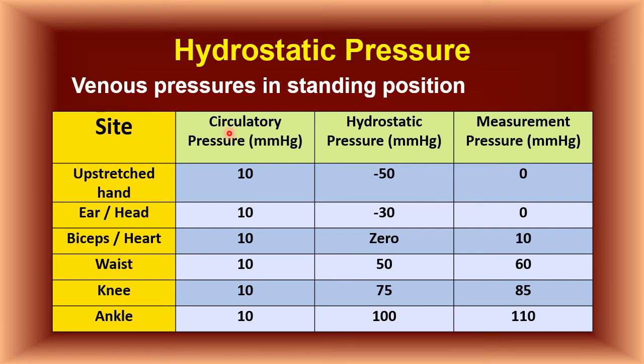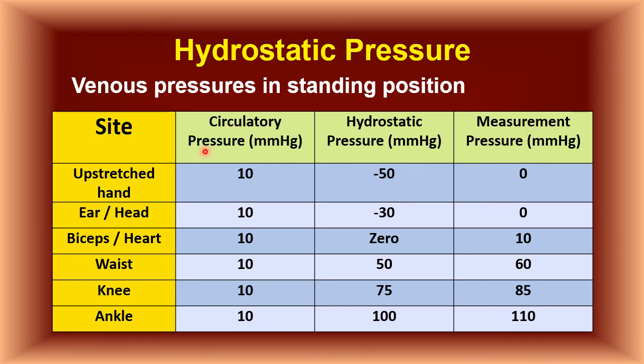Circulatory pressure, or the core pressure, is related to the heart: either the right atrium when it comes to the venous, like we talked about in this slide, or the left ventricle when we talk about the arterial, as in the next slide. So again, circulatory pressure is the pressure in the heart, hydrostatic pressure is the weight of the blood column, and the total pressure, the measured pressure, is the addition of these two.